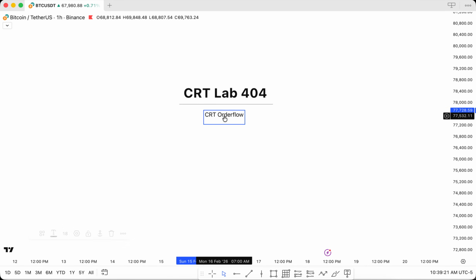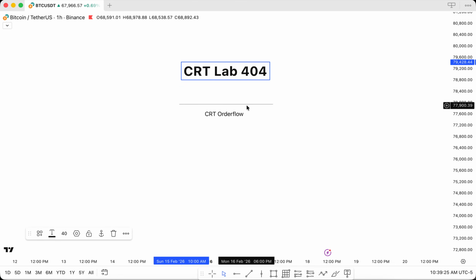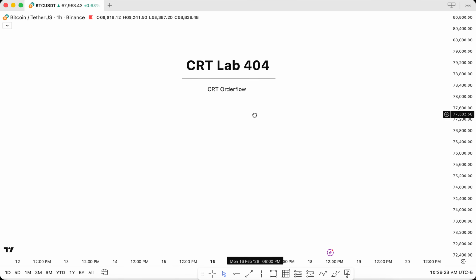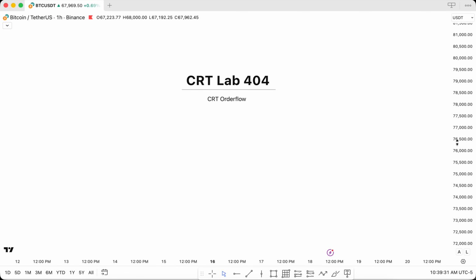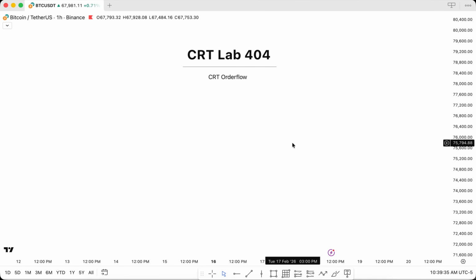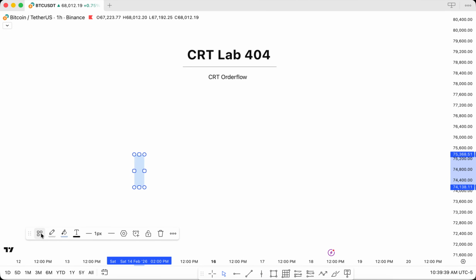Now continuing with the candle range theory order flow: how to read order flow with candle ranges. For this one, I am actually going to use some charts, and show some examples made by me.